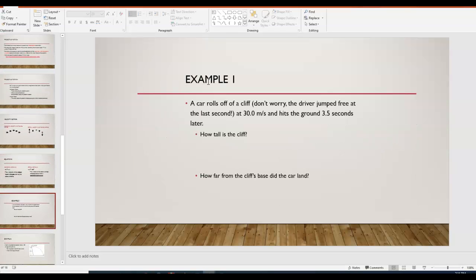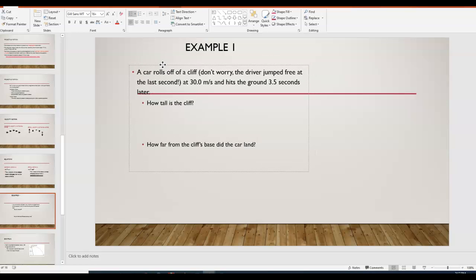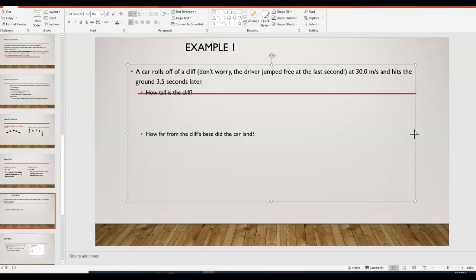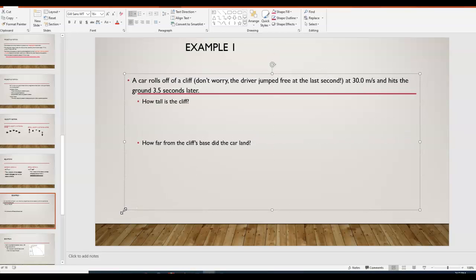So let's do some examples with projectile motion. Sorry for the formatting on this slide. That red line is kind of annoying. So let's try this.